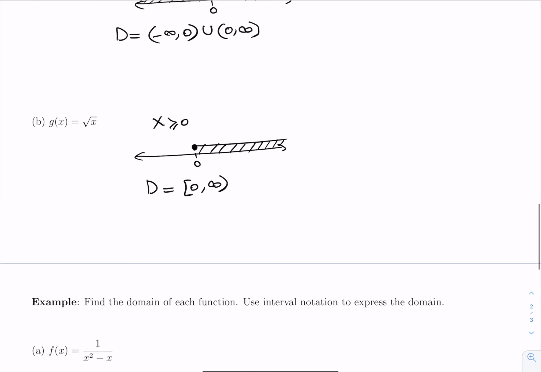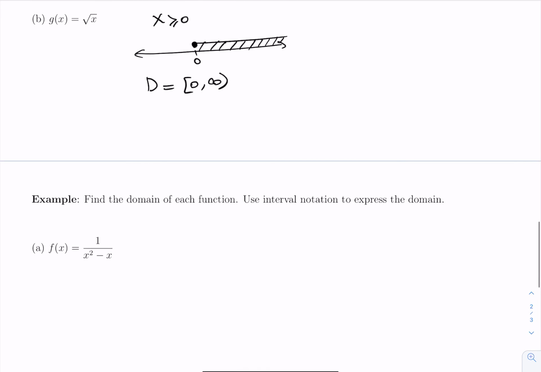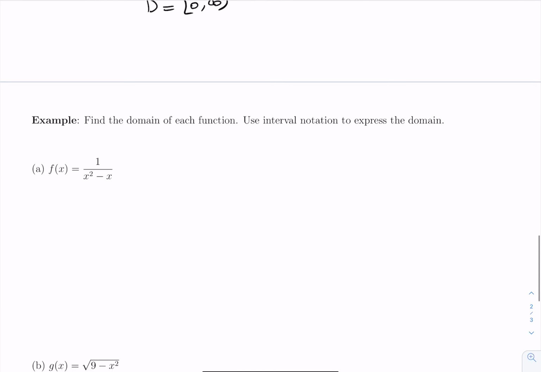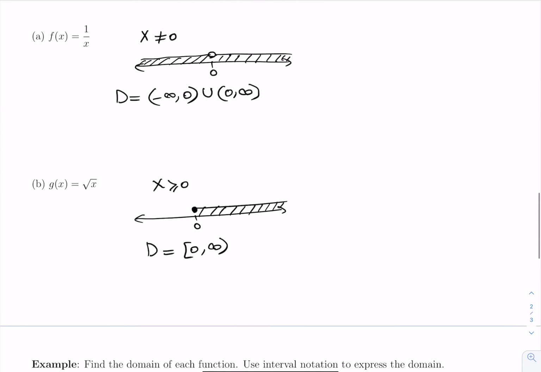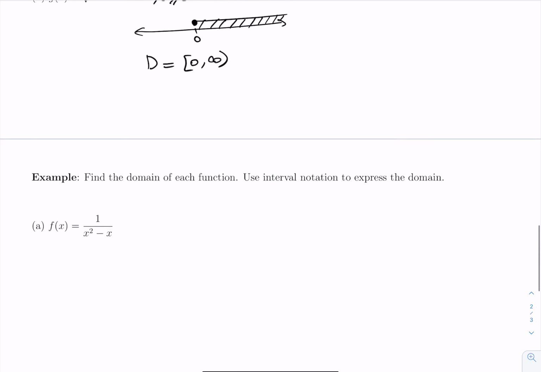In the next example, we will look at some more complex functions. We will still apply the same idea, the fact that the denominator cannot be 0 and the fact that the radicand cannot be negative, but we will make it a little bit more complex.